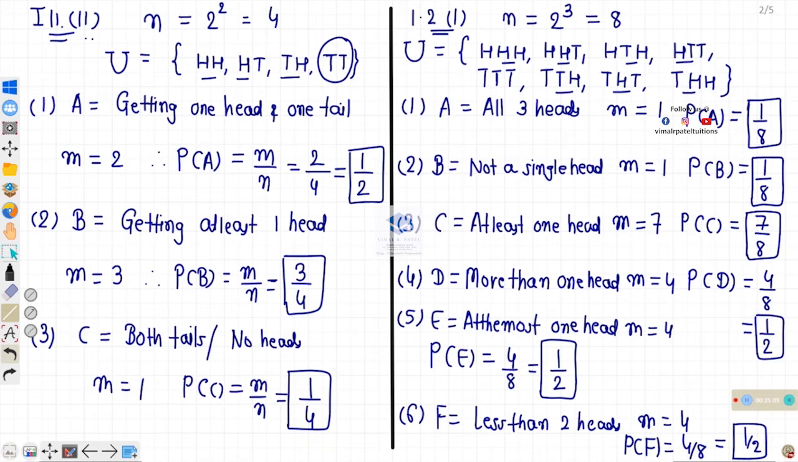Heads are higher than number of tails. More number of heads than tails: HHT, HTH, THH.